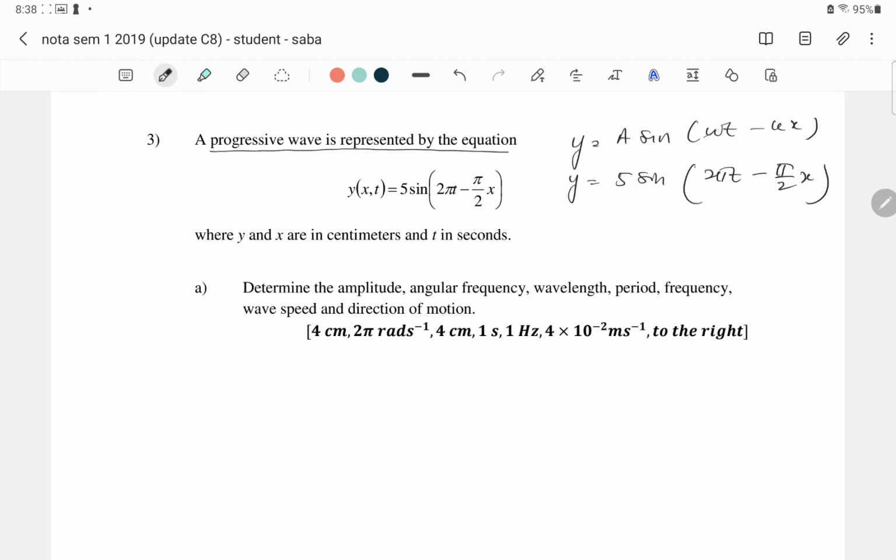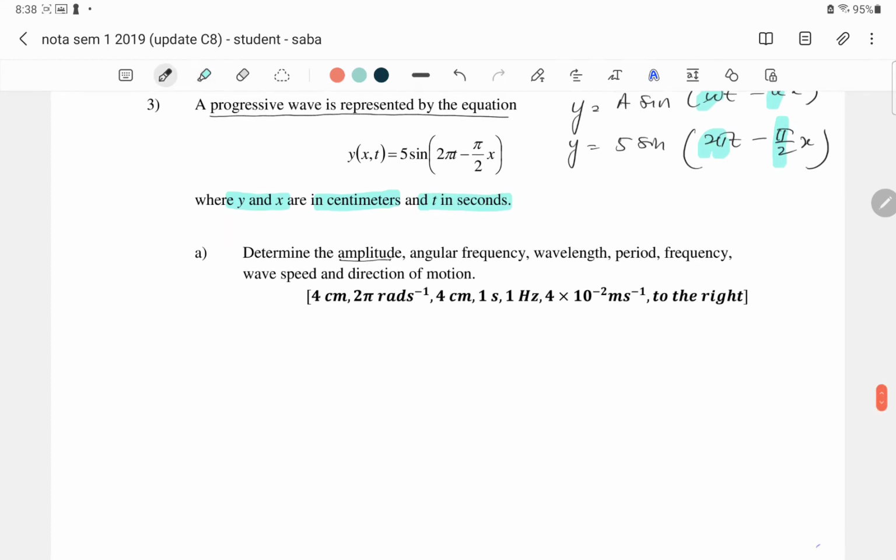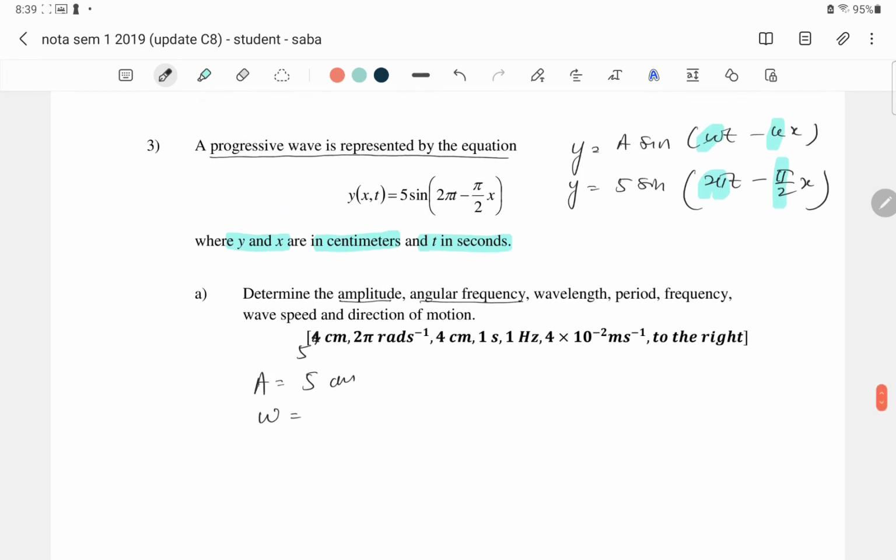So here your omega is 2 pi and your k is pi over 2. Where y and x are in centimeters and t is in seconds. So here you have to determine the amplitude. So the amplitude is 5 centimeter. The angular frequency omega is equal to 2 pi radian per second.